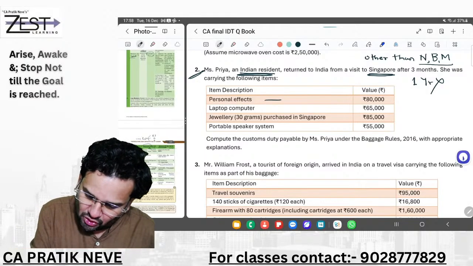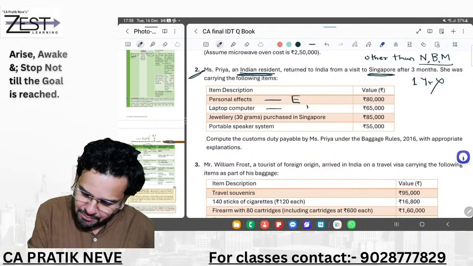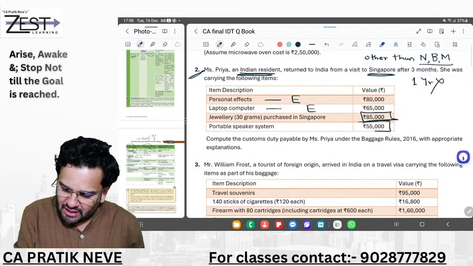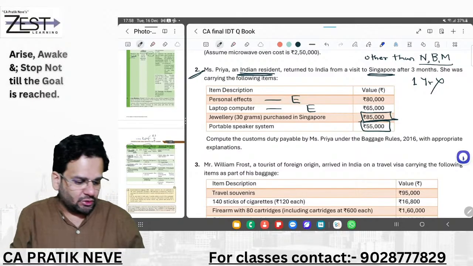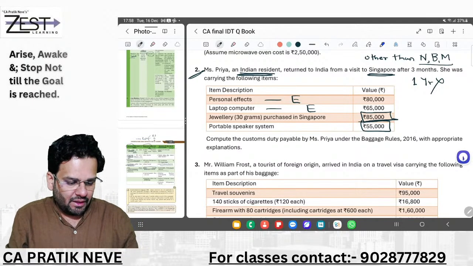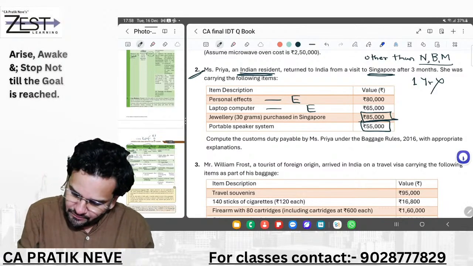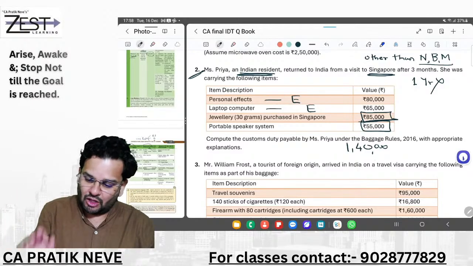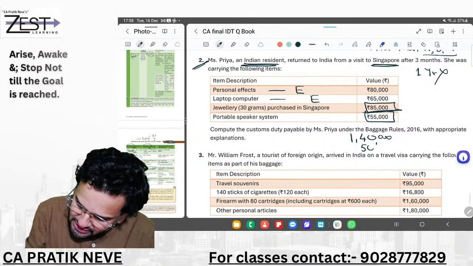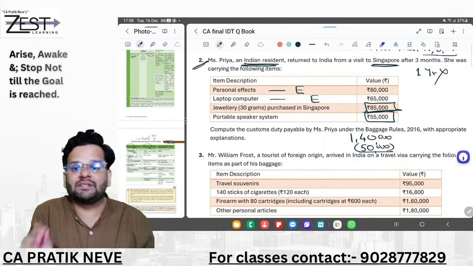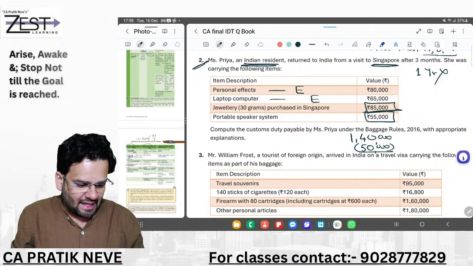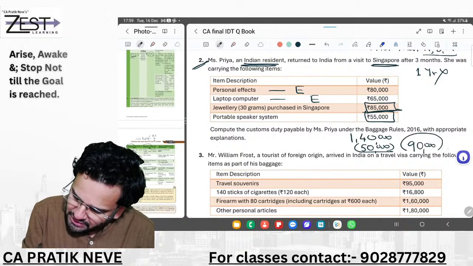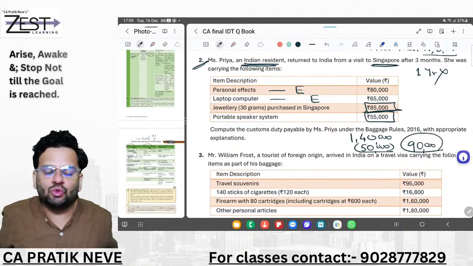Personal effects are always exempt. One laptop is always exempt. Jewelry will become taxable. Portable speaker will become taxable. So can you take the total of 85,000 plus 55,000? So 1,40,000 will become taxable. But from that she will get a general free allowance of rupees 50,000. So 1,40,000 minus 50,000, 90,000 rupees will be chargeable to duty.